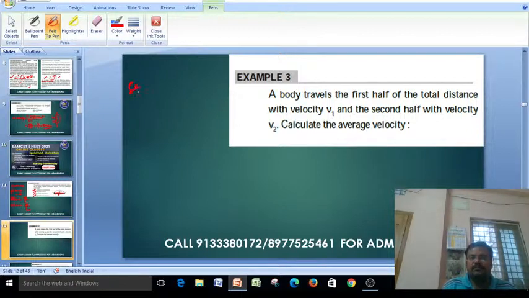A body travels the first half of the total distance with velocity v1 and the second half with velocity v2. Calculate the average velocity. From here, you have to try to solve yourself. I will also solve, listen, but you have to try yourself also. Okay. So next, a body travels the first half of the total distance with a velocity v1 and the second half of the distance with velocity v2.